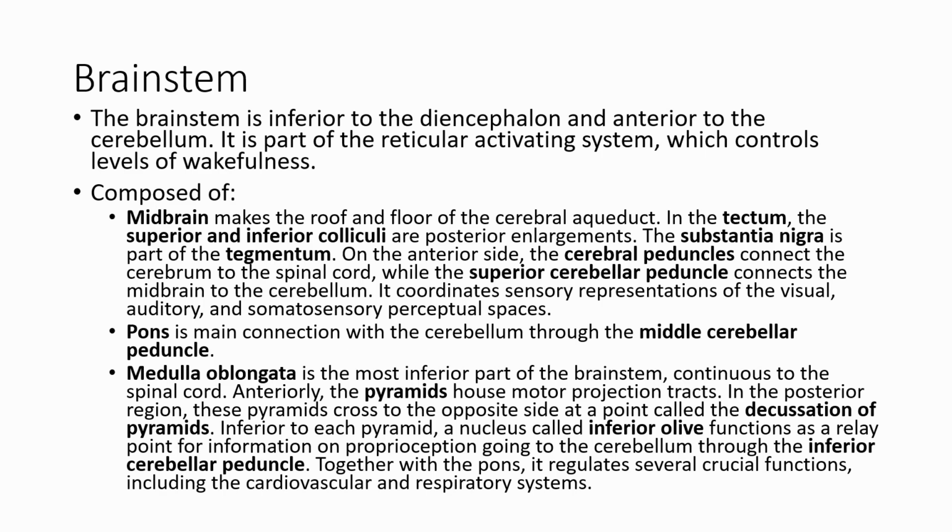There's also, when we look to the pyramids, we find a nucleus called the inferior olive. This is like a relay point for information on proprioception. Proprioception is kind of your sense of balance or your sense of space, your sense of positioning. And so that's going to go to the cerebellum because your cerebellum is going to be important for coordinating so that you can maintain a position. This is going to be connected through the inferior cerebellar peduncle.